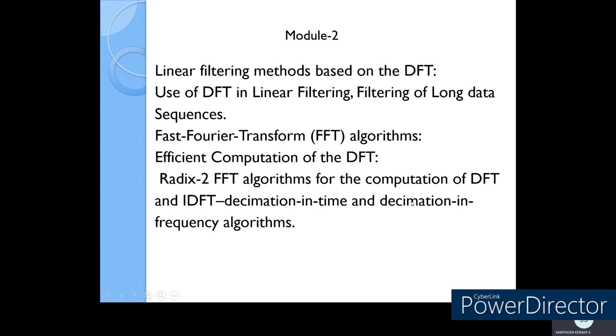In order to reduce the calculations, we are going to make use of two properties of the twiddle factor: the symmetry property and the periodicity property. By using these, we are going to reduce the number of calculations. These things we are going to study in module 2, where we introduce the efficient computation algorithm called the fast Fourier transform algorithm, which reduces the number of mathematical calculations.